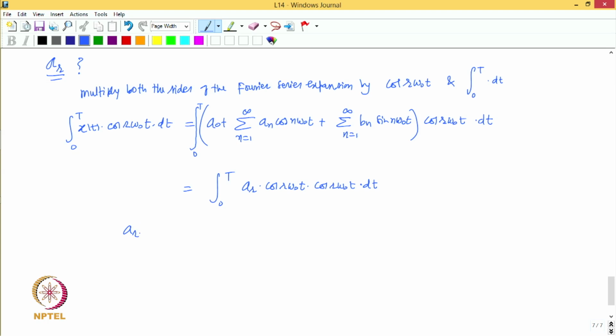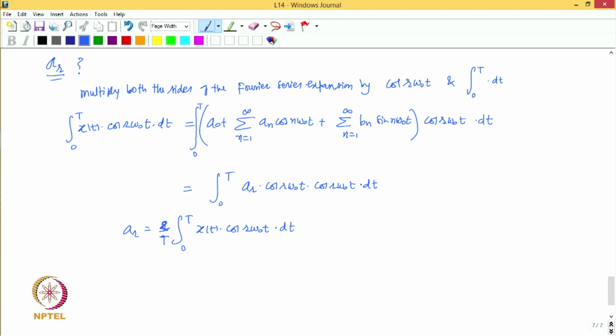And if we simplify this, then basically what we get is this result, that we have 2 by T integral 0 to T of x of t cos r omega naught t, okay.